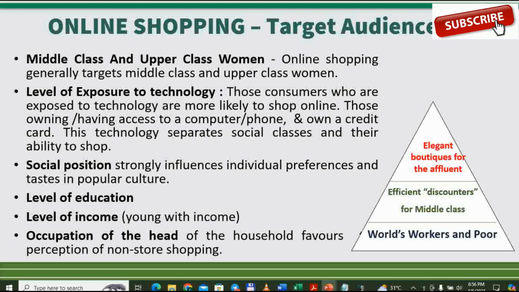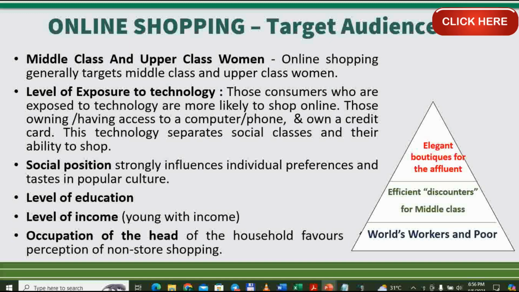Then we have level of income. Young people with income tend to shop online. Older people with income, some of them are skeptical, but those that have gotten into it safely tend to shop online as well. Now we also have occupation of the head of the family or the head of a household.